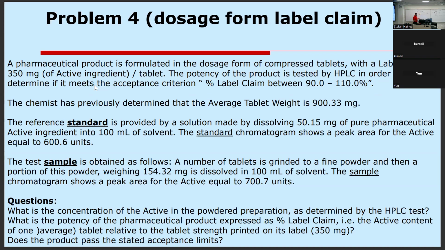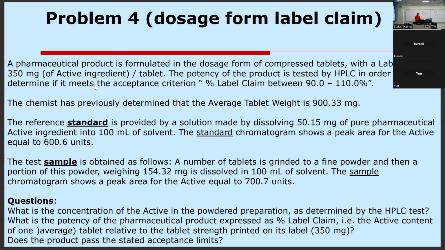Let's check it out. 341 divided by 350, I get 0.975. Again, I have to multiply by 100%, so 97.5%. That shows how much is there. There we go. 97.5% of the label claim is there. So it was between 90 and 110%, so this passes the QC.